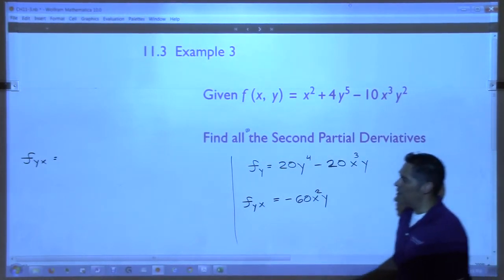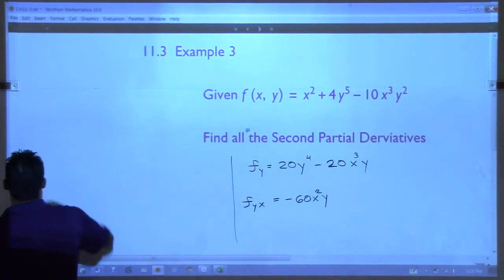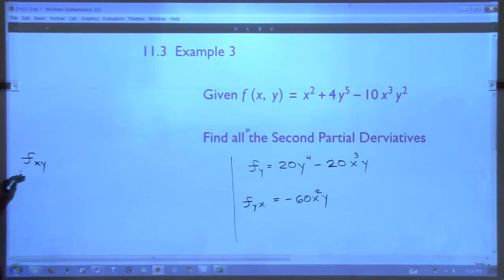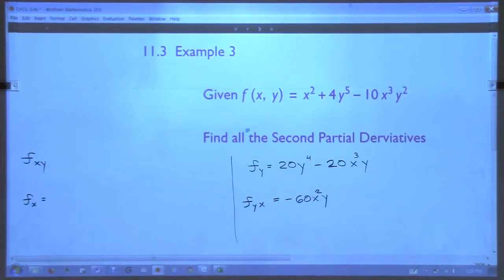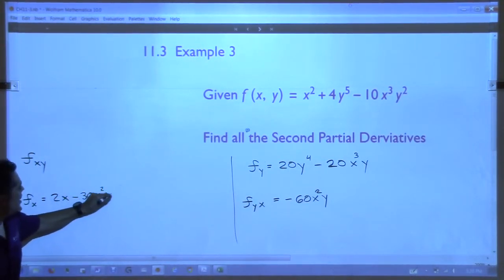You know what? I changed my mind. Let's do the partial of f with respect to x, then y. Let's do this one. Okay. Do you think we get the same answer? No. Let's see. So what is the partial of f? We're going to go with respect to x first, right? So with respect to x, we get 2x minus 30 x squared y squared.